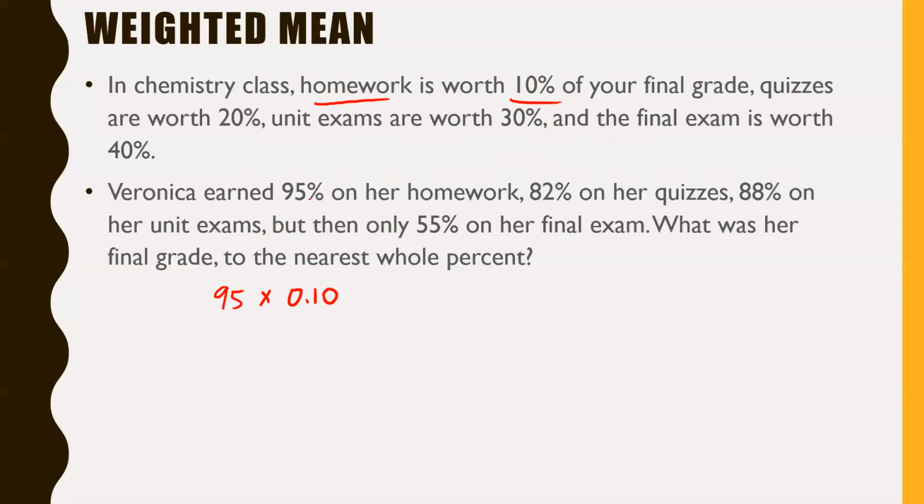Now we don't change this percent to a decimal because this is the score she received. We could have easily called this 95 out of 100 or 92 out of 100, etc. These are the actual weightings, though. The weightings are what need to be changed to a decimal.